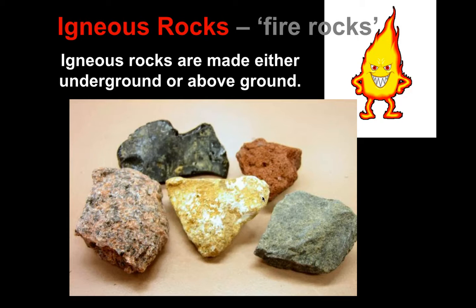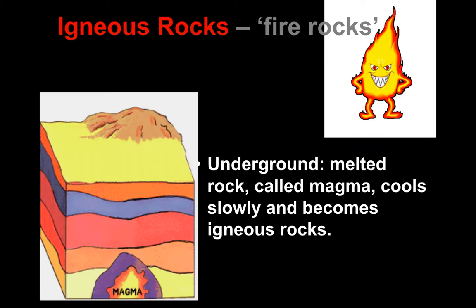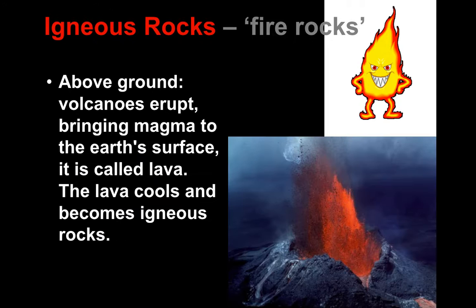All right, so the first type of rock is your igneous rock, which is your fire rocks. Igneous rocks are made either underground or above ground. Underground, it's melted rock called magma. It cools slowly and becomes an igneous rock.